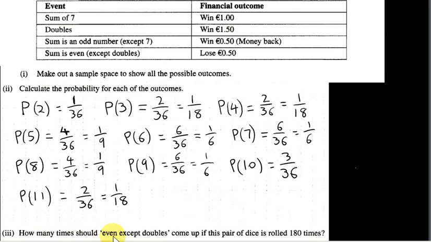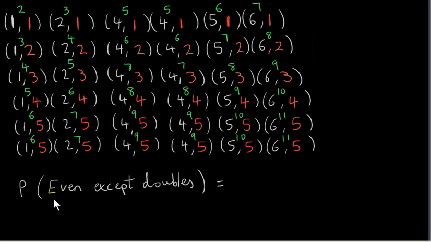How many times should even except doubles come up if this pair of dice is rolled 180 times? First, let's look at the probability of even except doubles. So that's going to be some number over 36. So we need to count the occurrences of outcomes consisting of even except doubles. Well, the even outcomes are 2, 4, 6, 8, and 10. And what about doubles?